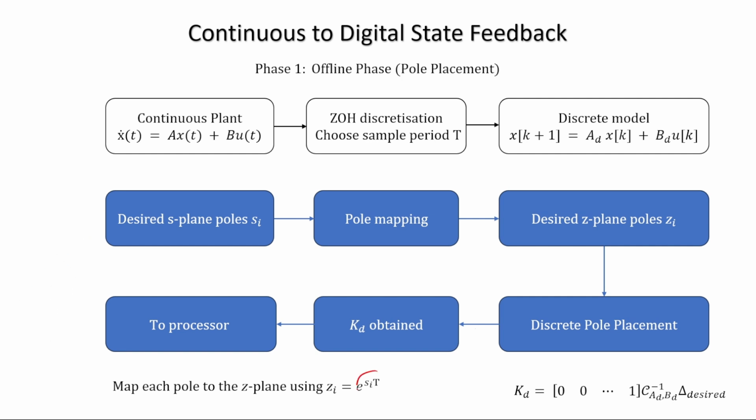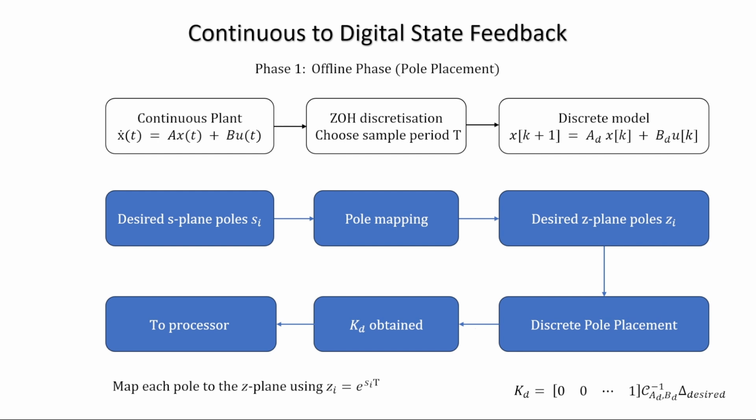So for stability in the continuous time domain, the poles have to be on the left half of the complex plane, but in the discrete time domain, the poles must be inside the unit circle. If you have gone through any signals and systems course, this should be obvious to you. So this is the basic phase 1. Once you have passed KD as a constant matrix to the system, the processor does not know or care how it was computed, it just multiplies now.